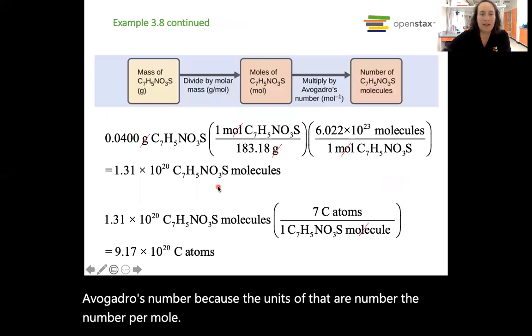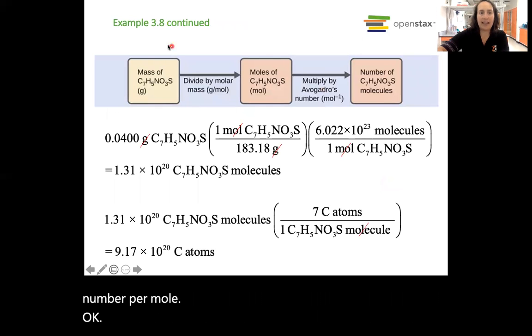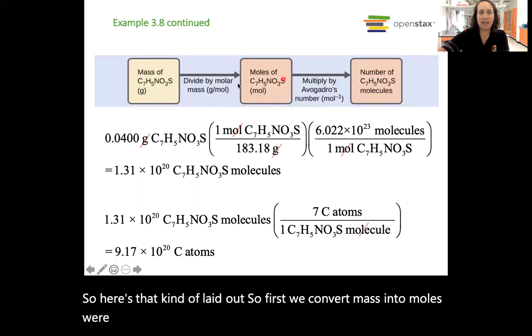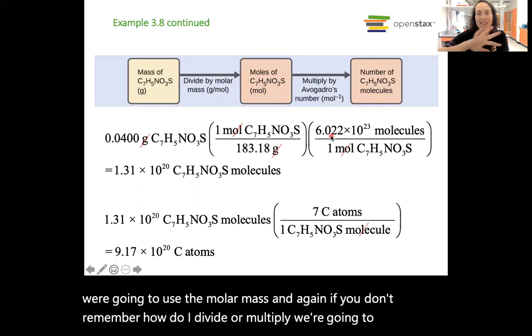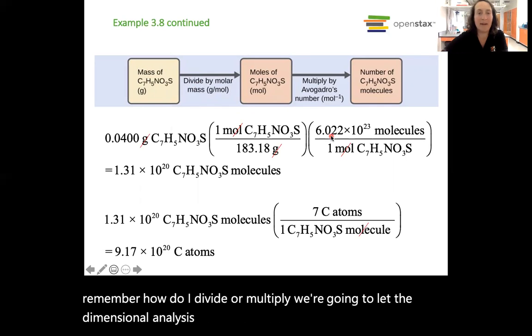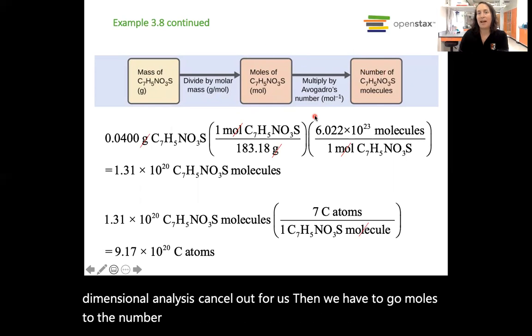Okay. So here's that kind of laid out. First we convert mass into moles, and we're going to have to use the molar mass. And again, if you don't remember whether to divide or multiply, we're going to let the dimensional analysis cancel out for us. Then we have to go moles to the number of molecules, and that's going to be Avogadro's number.